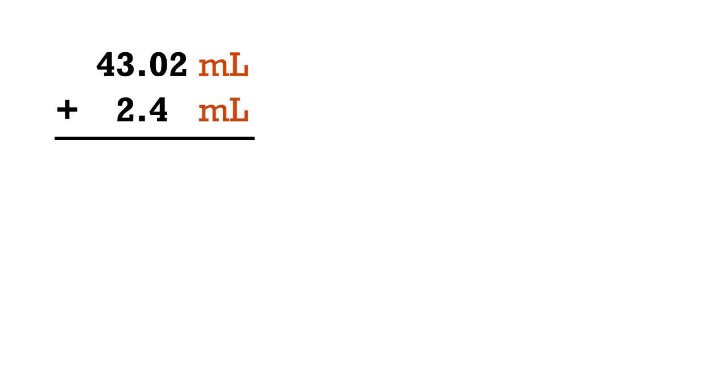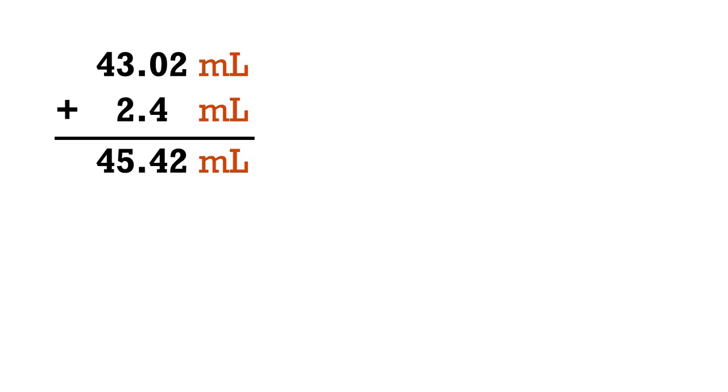Consider this addition problem, 43.02 ml plus 2.4 ml. So how do we apply the rule for significant figures in this problem? The first step is we calculate the sum. By adding these numbers manually or by using a calculator, the answer would be 45.42 ml.